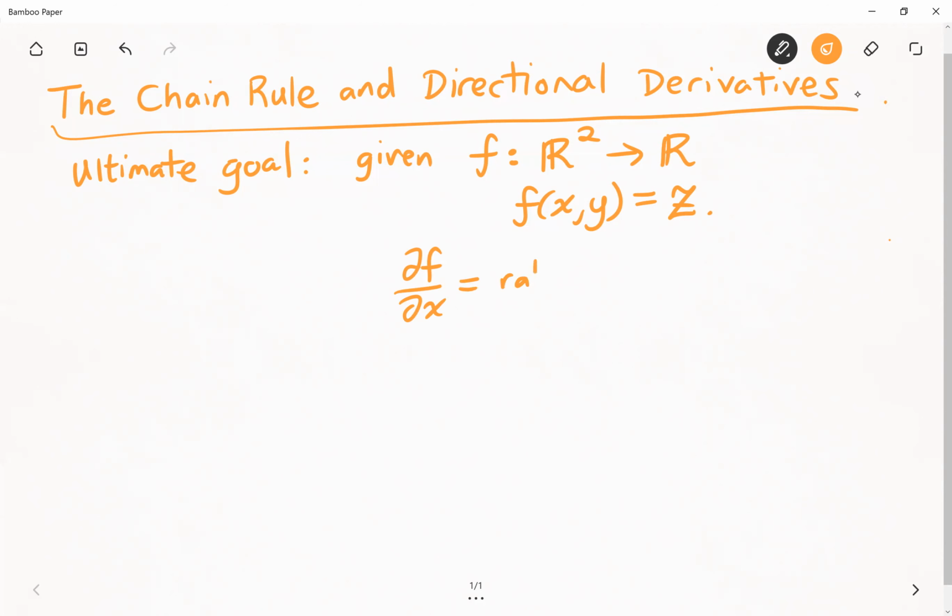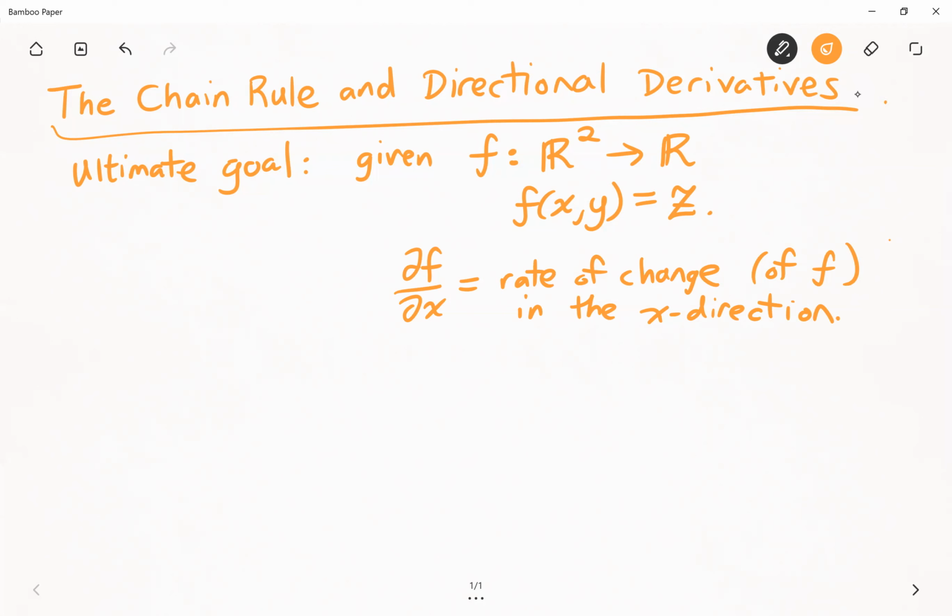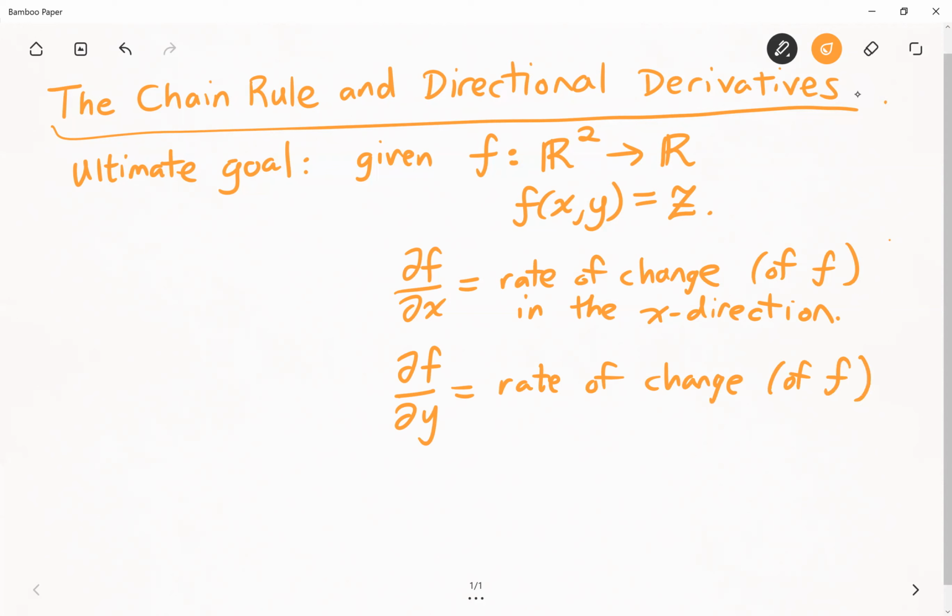We think of that as rate of change of the height of the function, or the value f, in the x direction. And as you move in a direction parallel to the x-axis, how quickly is the value of f changing as you change x? And similarly for y. Right, we can calculate the partial derivative df dy. And again, that's the rate of change of your function f in the y direction.